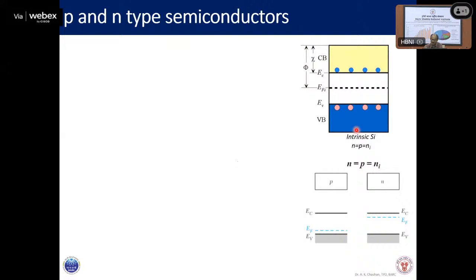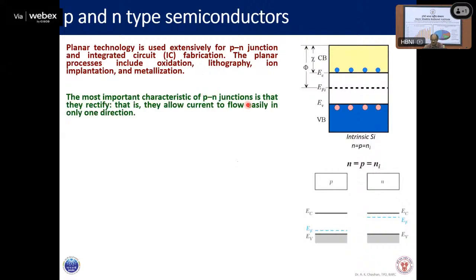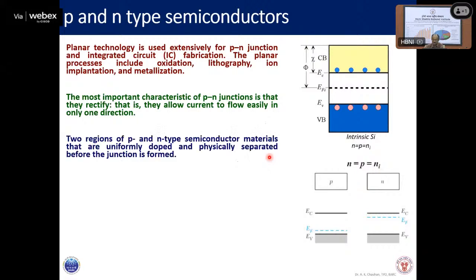This N and P, these are semiconductor technology. These are fabricated using the planar technology. So planar technology is used extensively for PN junction and integrated circuit fabrication. The planar process includes oxidation, lithography, ion implantation, and metallization. These are different processes while you make a PN junction diode. The most important characteristic of a PN junction is that they rectify. Rectify means they pass current in one direction and do not allow the current in the opposite direction.